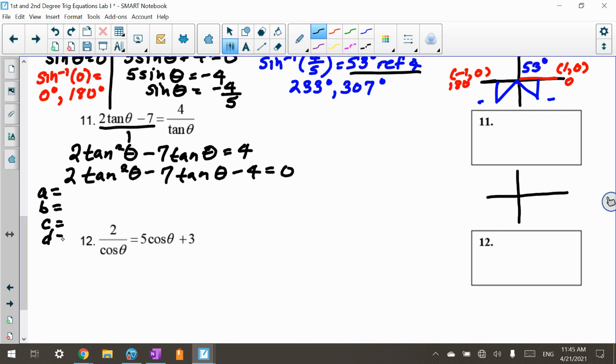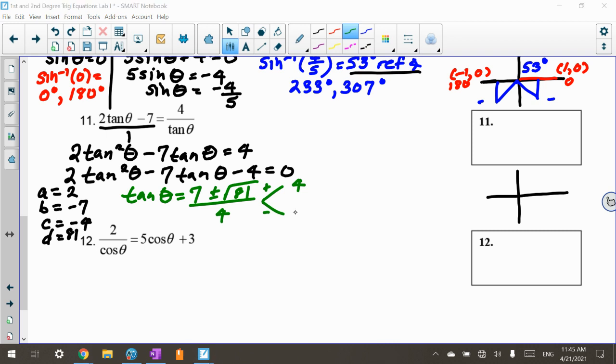Now when I get here, I'm going to use the quadratic formula. So I get A is 2, B is negative 7, C is negative 4, and when I do B squared minus 4AC, I get 81. Okay? So now tan theta is negative B plus or minus the square root of 81 all over 4, because it's 2A. Here's my plus and my minus. So I get a 4 here, and here I get a negative 1/2.